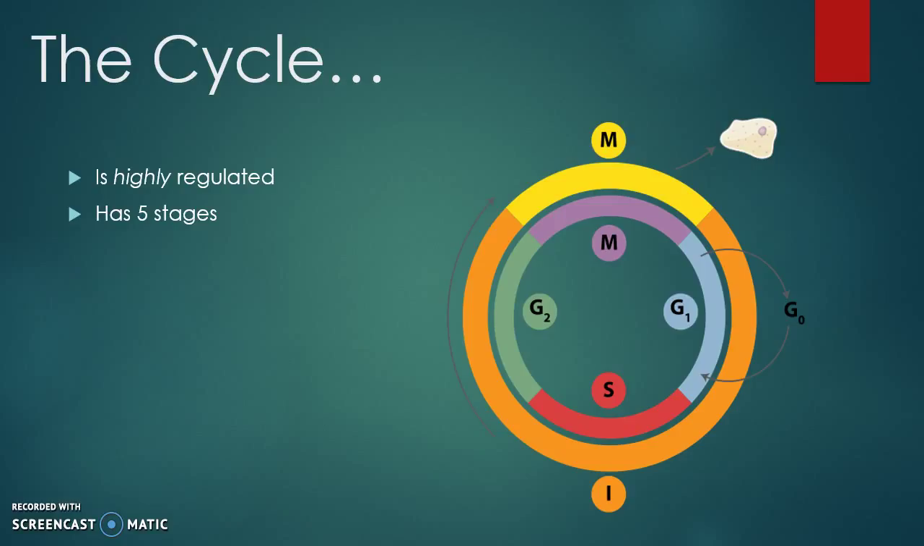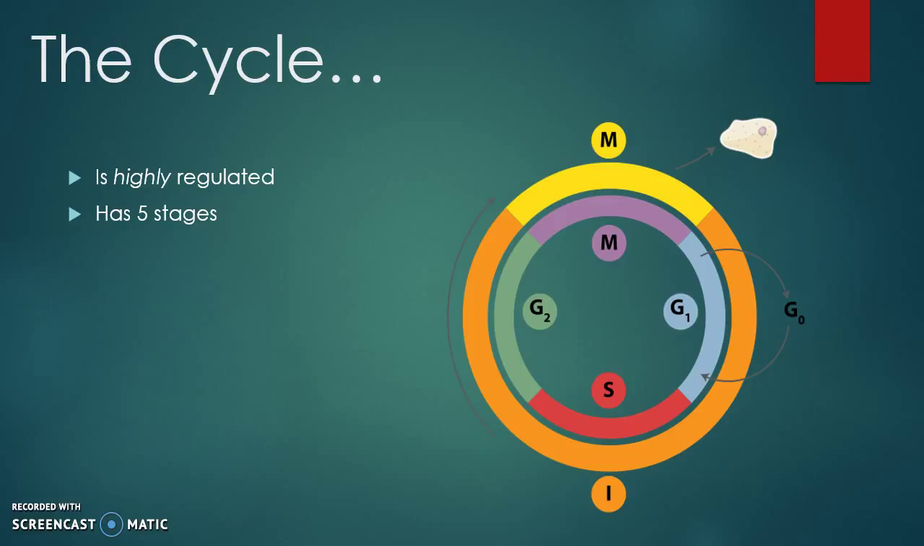In G1, the cell is growing and developing. In S phase, synthesis and replication of DNA is occurring. In G2, the cell is growing and preparing for mitosis. In the M phase, PMAT, also known as prophase, metaphase, anaphase, and telophase will occur, and after that, cytokinesis will occur where the cell will officially split into 2 identical daughter cells.